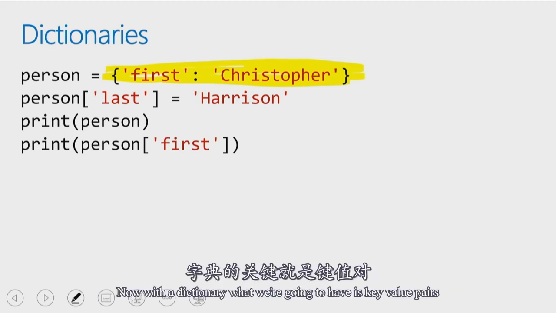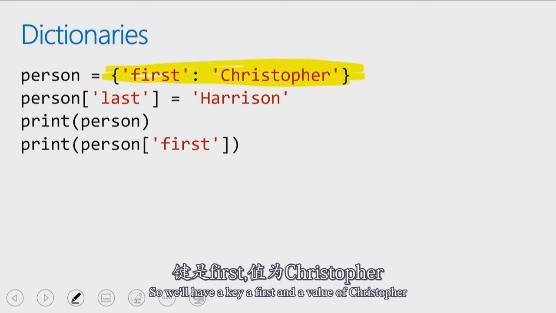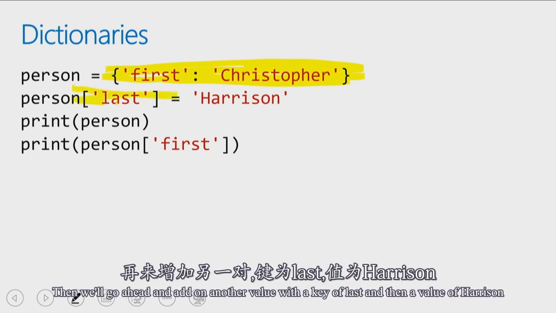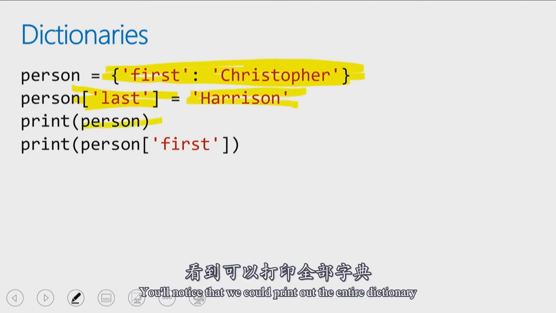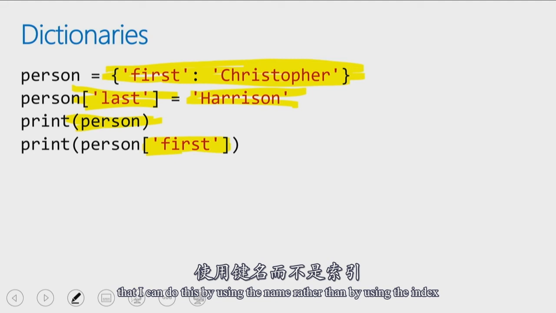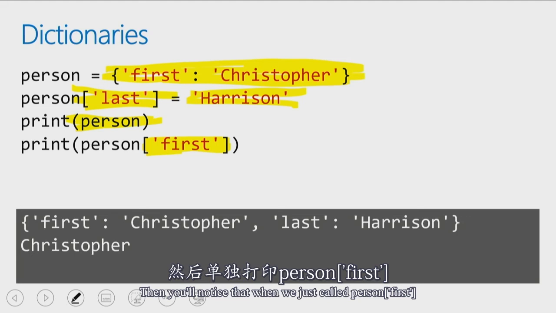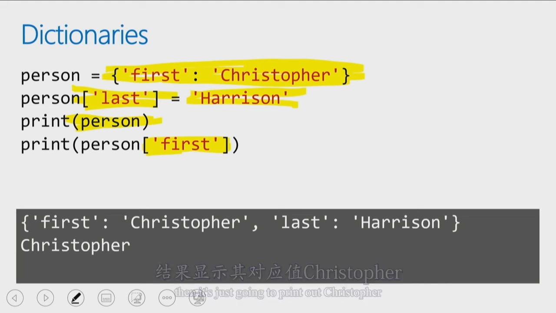Now, with a dictionary, what we're going to have is key-value pairs. So we'll have a key of first and a value of Christopher. And then we'll go ahead and add on another value with a key of last and then a value of Harrison. You'll notice that we could print out the entire dictionary. And you'll also notice that if I want to go grab an individual item, I can do this by using the name rather than by using the index. And so the eventual result here when I print this out is it's going to tell me first Christopher, last Harrison, and then you'll notice that when we just called person first, it's just going to print out Christopher.